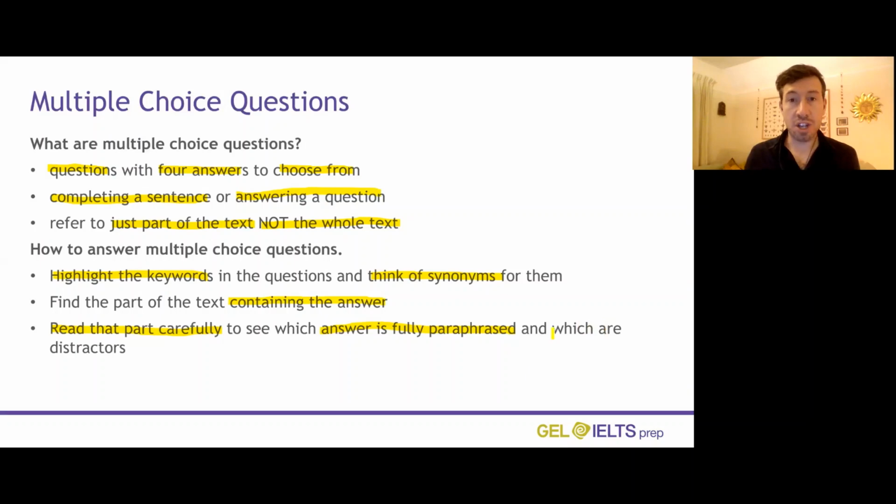And which are distractors. So because there's 4 options, 3 of them are incorrect. So 3 of them will likely have distractors in them. And remember, if you're still not sure what the correct answer is, with multiple choice questions, you can just guess. You have 4 possible answers, so you have a 25% chance of getting it correct.